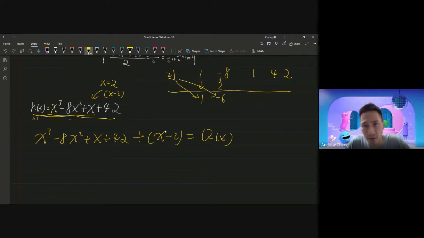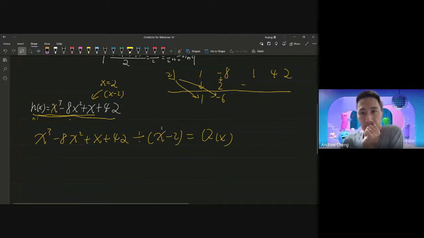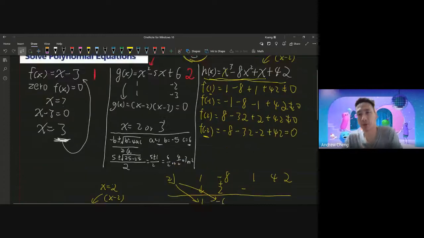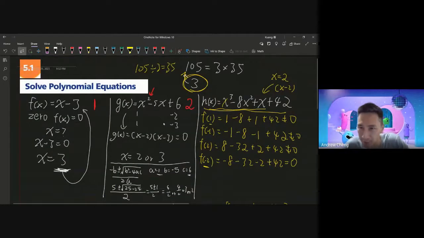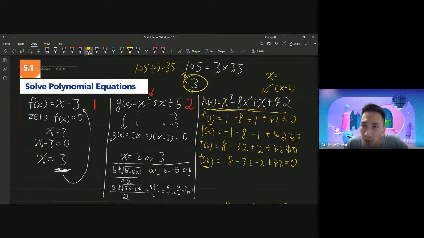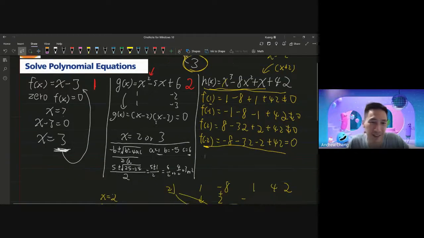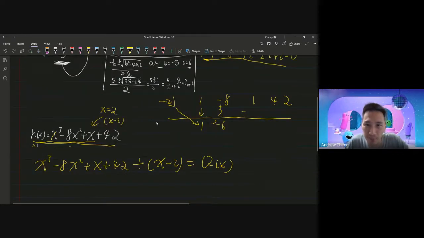Why? Am I wrong? Wait. Oh. Okay. It is negative 2. So that means x equals negative 2 is a 0 of this function. So here x plus 2 is a factor of this function. So I should divide by x plus 2, not x minus 2.